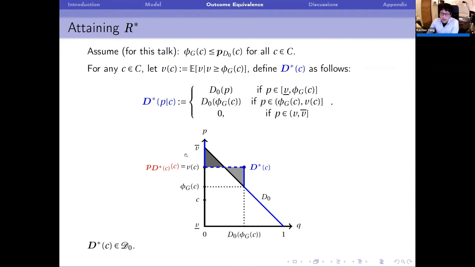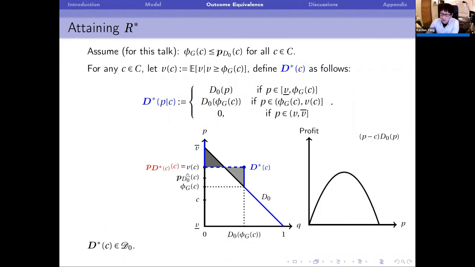Furthermore, it turns out that it's indeed optimal for the seller with cost C to charge a price at V of C. Because, first of all, remember I have this assumption that the optimal price under the prior is above the virtual cost, so the optimal price is going to be somewhere here. And second, remember I had this assumption where the prior demand induces a decreasing marginal revenue curve. When translated to the profit function as a function of price, that would mean that the profit function is single-peaked like this. And of course the peak is going to be here, which is to the right of the virtual cost by this assumption. And this means that under the prior, charging any price below the virtual cost is going to give less profit than charging a price at the virtual cost.